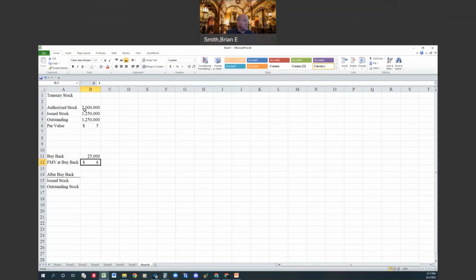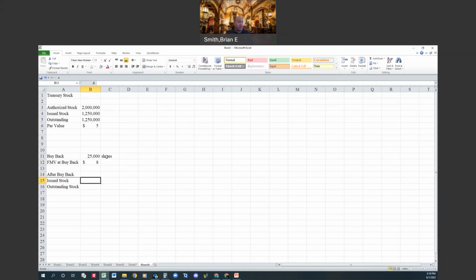We're looking at authorized stock of 2 million shares, issued stock of 1.25 million shares, and the same amount as outstanding stock. So basically, every stock we've issued, we have outstanding. Our par value is $5 each. We're going to look at this and say the buyback was 25,000 shares, and the buyback cost at fair market value at the time was $8 a share.